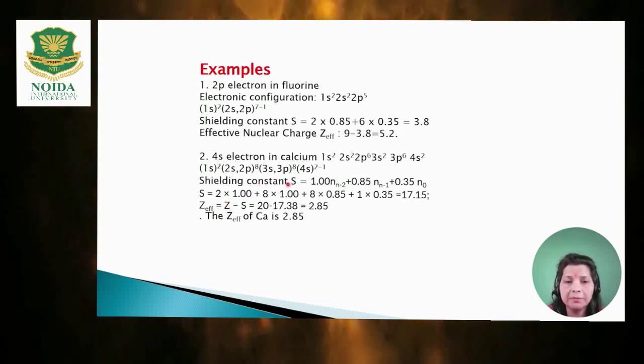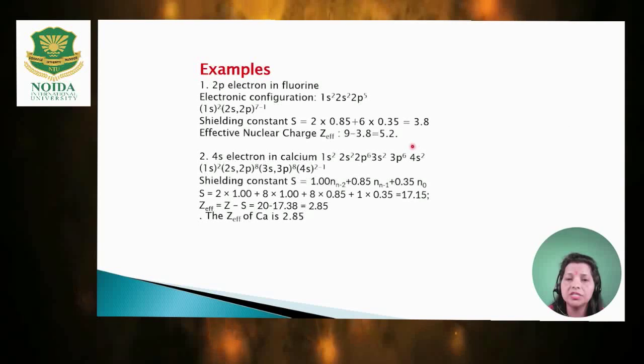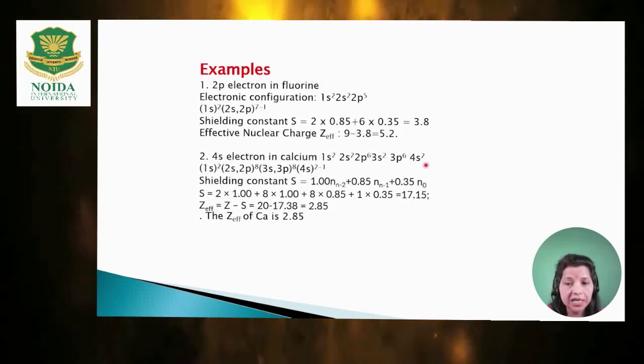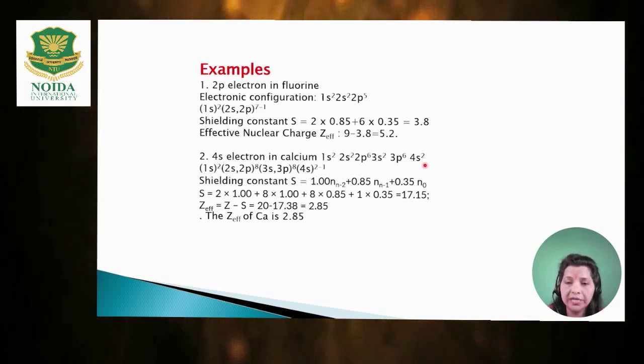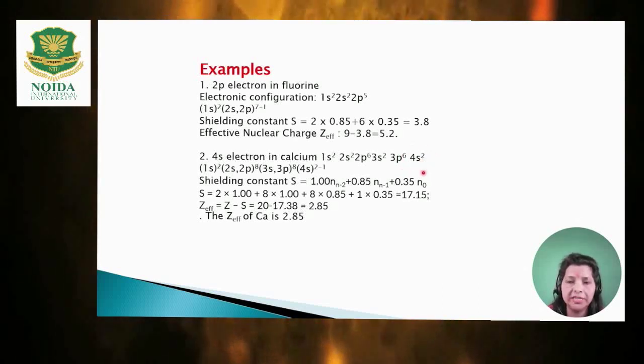Now for another example, if you want to calculate for the 4s electron in calcium. This is calcium's electronic configuration: 1s2, 2s2, 2p6, 3s2, 3p6 and 4s2, and you want to calculate the shielding constant for this 4s electron. Again, your electron of interest belongs to the s or p orbital. Here it is in the s orbital, so we subtract 1 for the electron of interest. What will be remaining here? It will be 2 minus 1, 1.